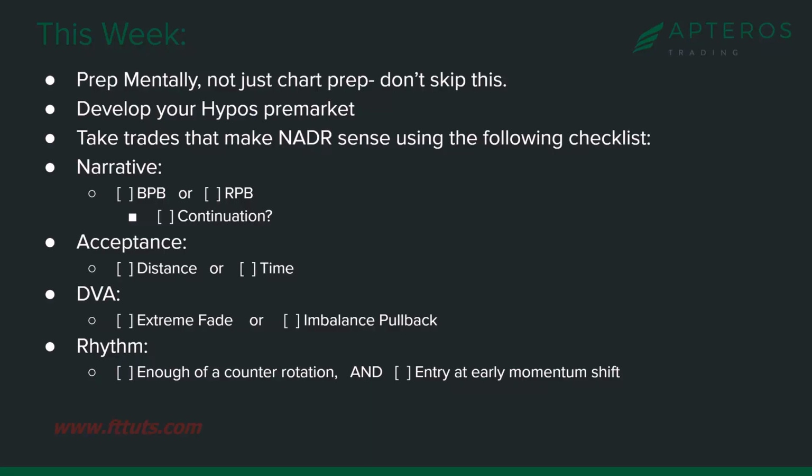Narrative is there. Okay, breakout pullback. All right, it's setting up because of the acceptance picture. And I'm saying that the breakout pullback is there because of distance acceptance. We've pushed far enough beyond the level. Check, check. DVA. Okay, I still don't have anything with DVA, so let's see. We are rotational, so I'm going to be looking for an extreme fade. You could go ahead and check it. Doesn't matter.